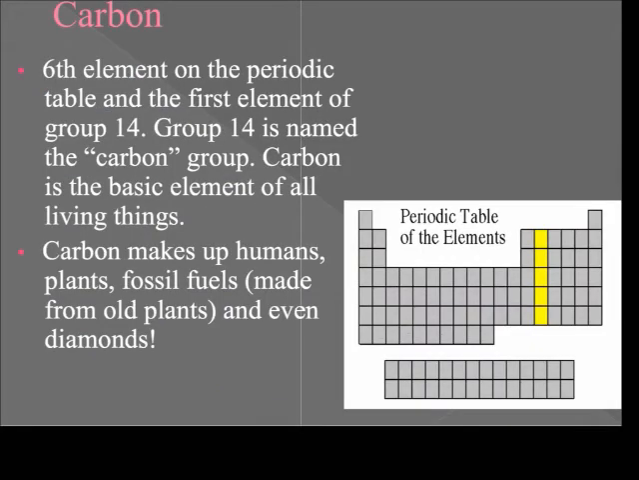Carbon is a very important element. It is the 6th element on the periodic table. It's located right here, and it is the first element of group 14. Actually, this entire group is named after carbon. This group is just called the carbon group. Carbon makes up all living things like you and me. It makes up fossil fuels, which are made from old plants, and even diamonds.